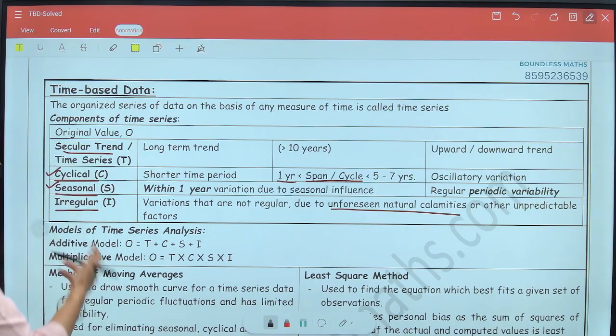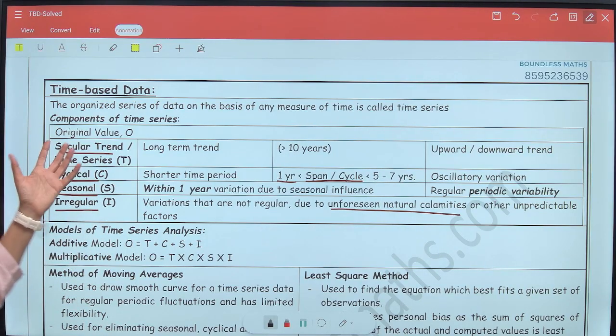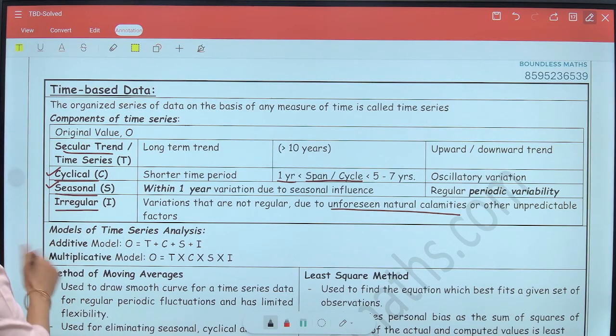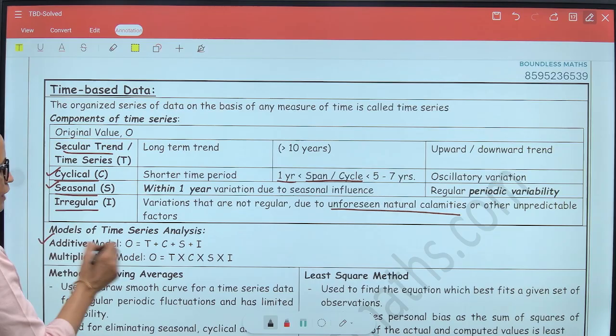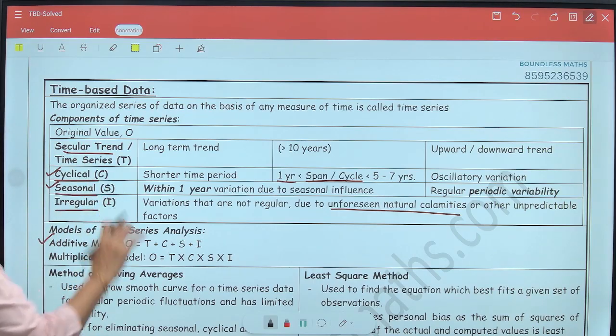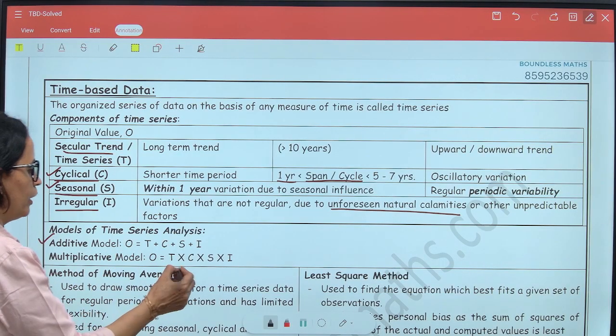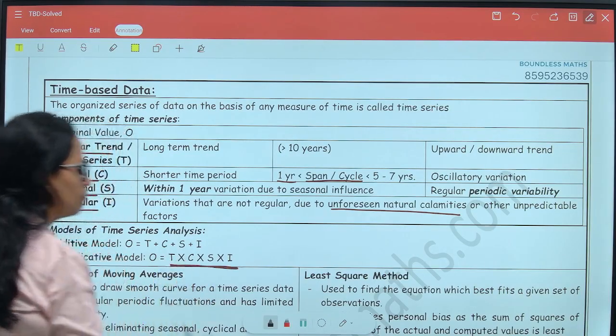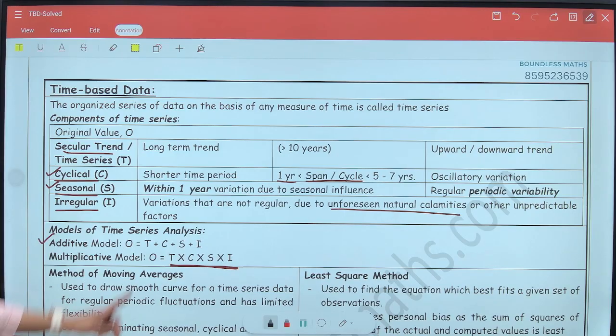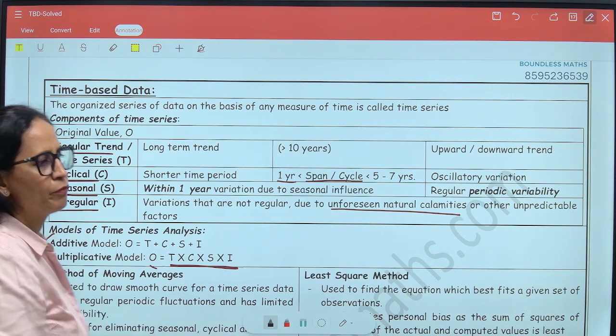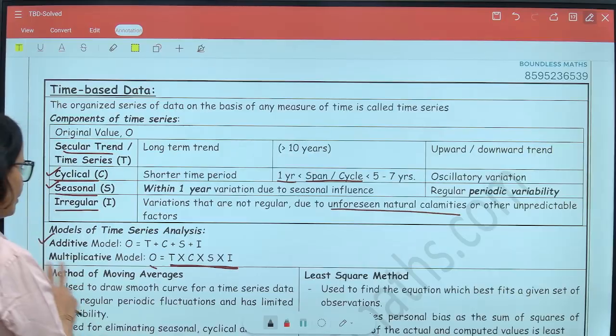Now there are two models of time series analysis. The objective is again to analyze the data. So there are two models, additive model and the multiplicative model. As per the additive model, you combine all the components together and you come to the original value of data. And as per the multiplicative model, you get the cumulative by multiplying all the components together to get the original value, right? Even though there are no questions based on these concepts, you should know these from MCQ perspective.